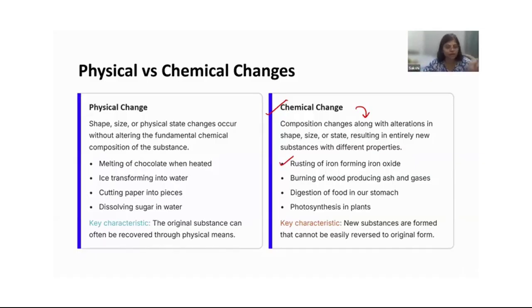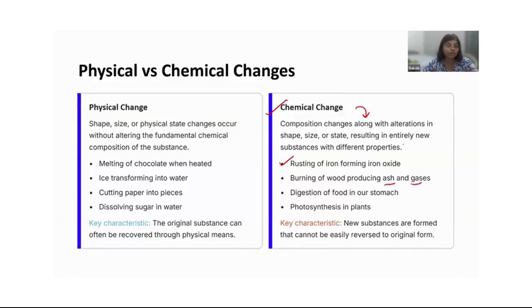Okay, burning of wood. Again, burning of wood is a chemical change. When I am burning wood or you are burning wood, you must have seen it in villages or in a bonfire, we are burning wood. When we're burning wood, we get ash and a few gases are formed, right? But we cannot get back wood, right? You cannot produce wood back. So that is a chemical change, right? Some new product is formed over here.